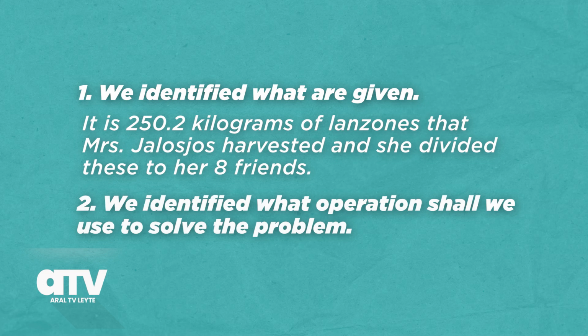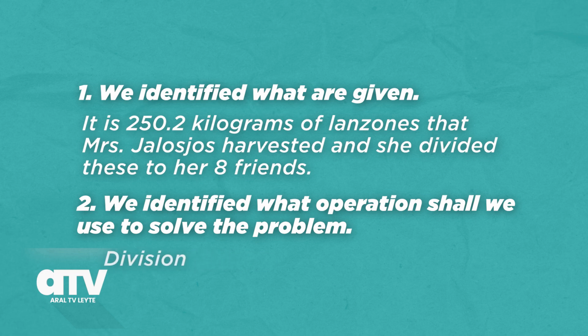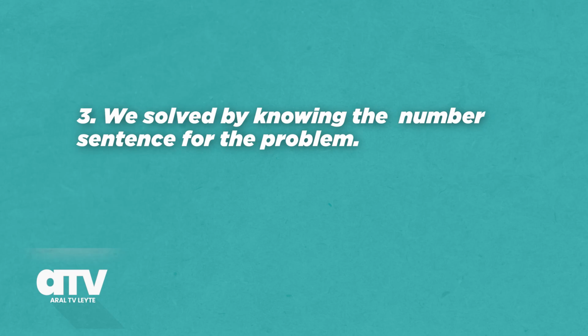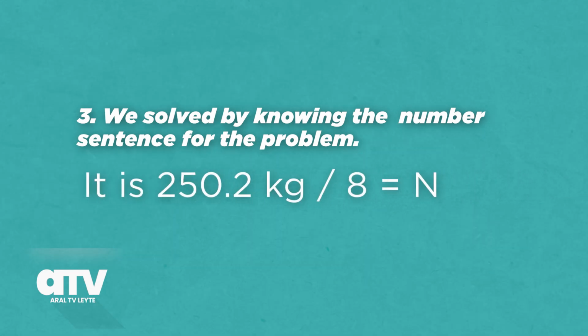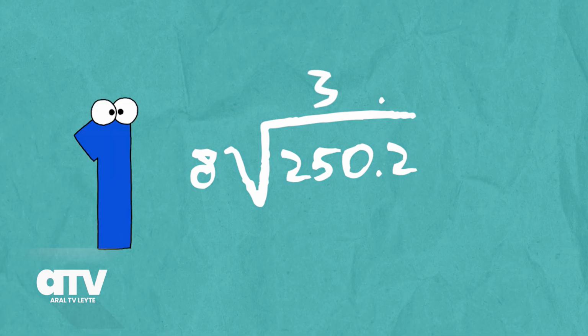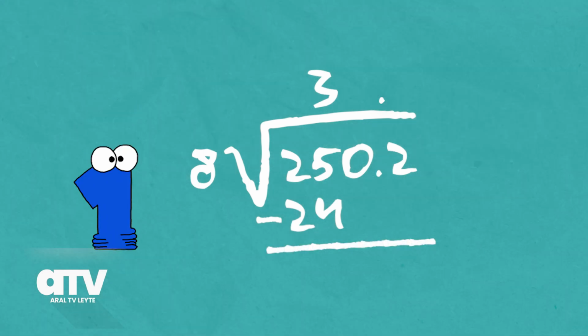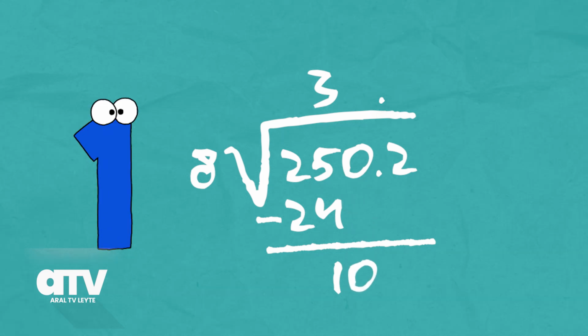Second, we identified what operation shall we use to solve the problem. It is division. Third, we solved by knowing the number sentence for the problem. It is 250.2 kilograms divided by 8 equals N. Divide 250.2 by 8. 25 divided by 8 is equal to 3. 3 times 8 is equal to 24. 25 minus 24 is equal to 1. Bring down 0. We have 10.